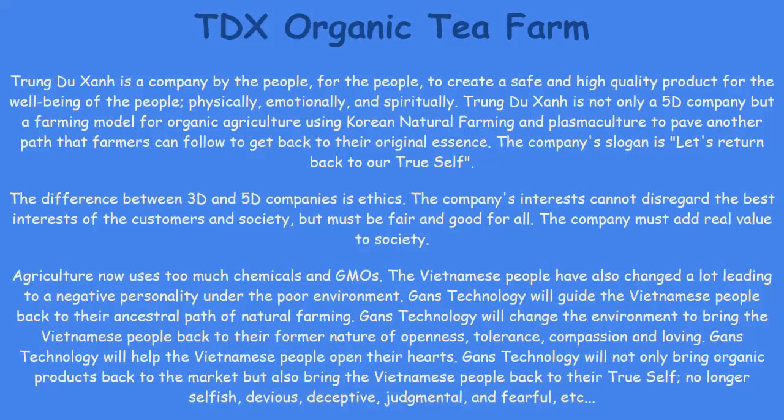The difference between 3D and 5D companies is ethics. The company's interest cannot disregard the best interests of the customers and society, but must be fair and good for all. The company must add real value to society. Agriculture now uses too much chemicals and GMO. The Vietnamese people have also changed a lot, leading to a negative personality under the poor environment.